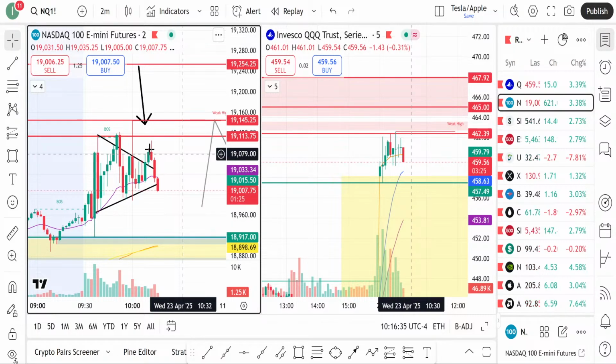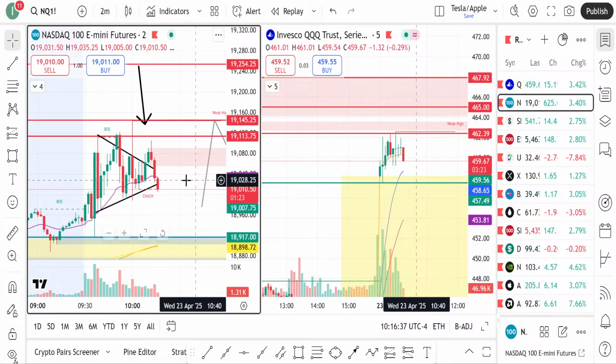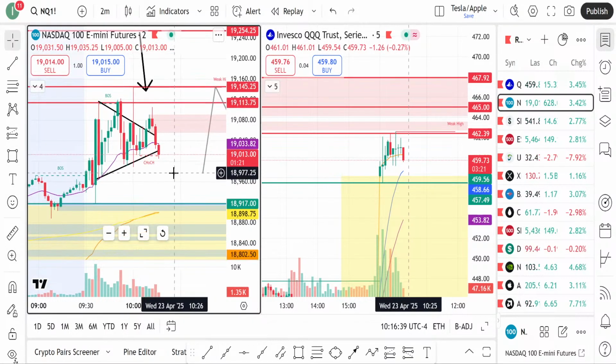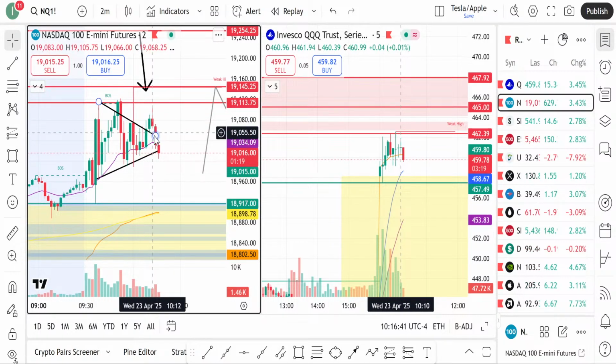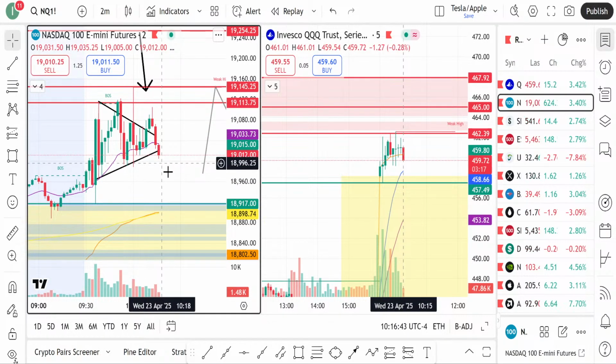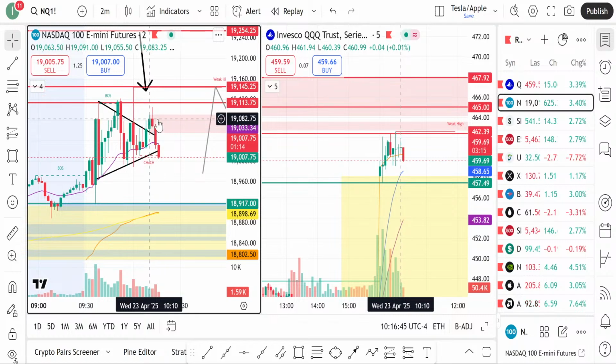All right, looks like we rejected this move up higher, man. I think we're gonna come down. We've been getting some pretty good follow through from the sell side following that fake breakout.